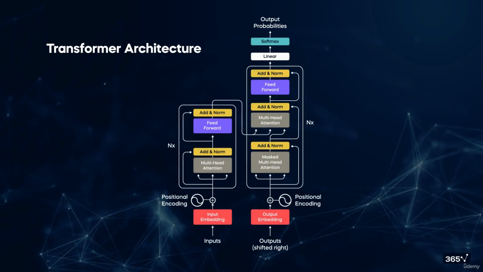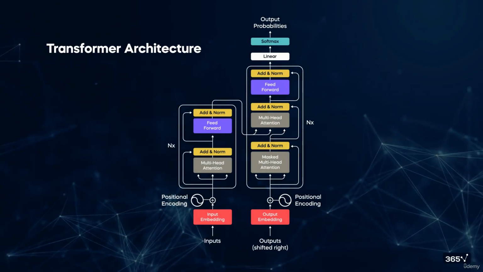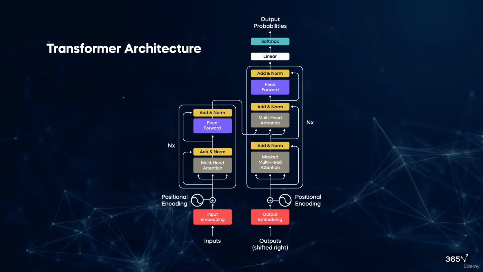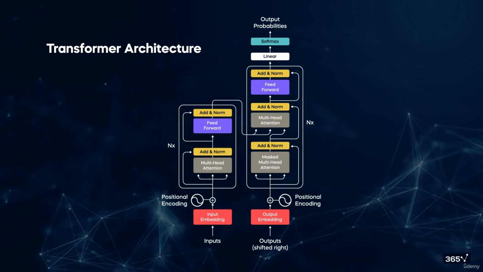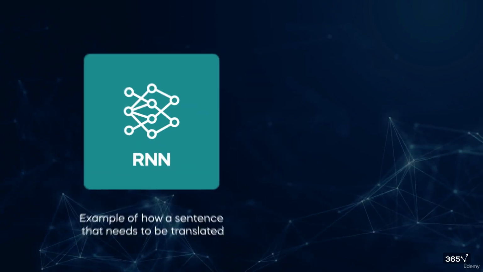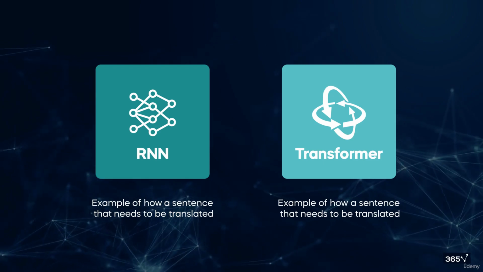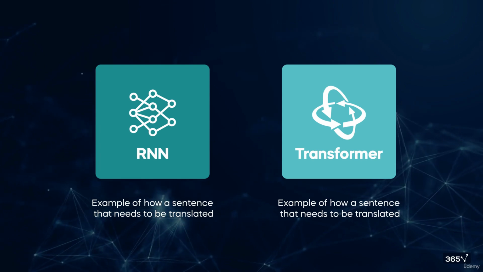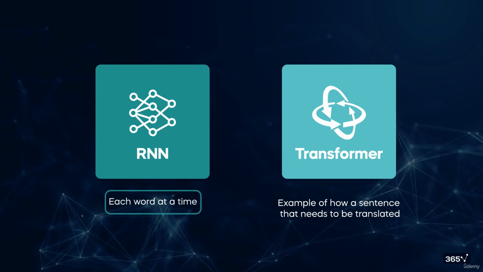This diagram gives an overview of the transformer architecture. This can look quite complicated at first, but we're going to go through each step and break it down so you can understand what's going on before we start using these transformers ourselves. Let's think back to our example of translating between French and English. If we chose to use an RNN, a recurrent neural network model for this, each word would be passed as an input one at a time.